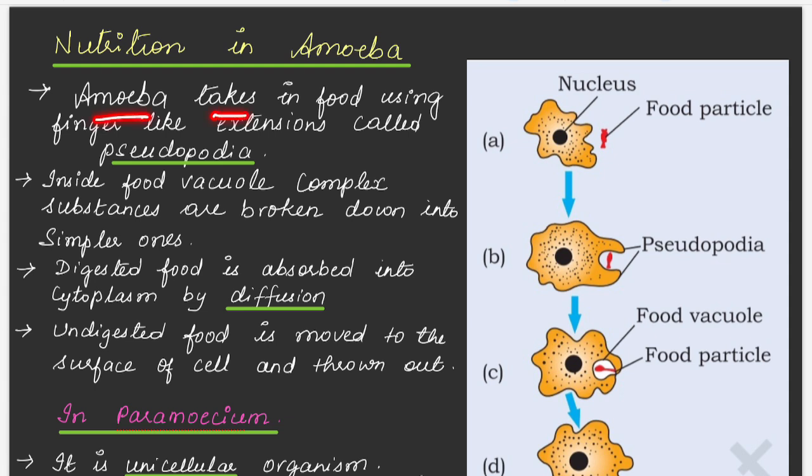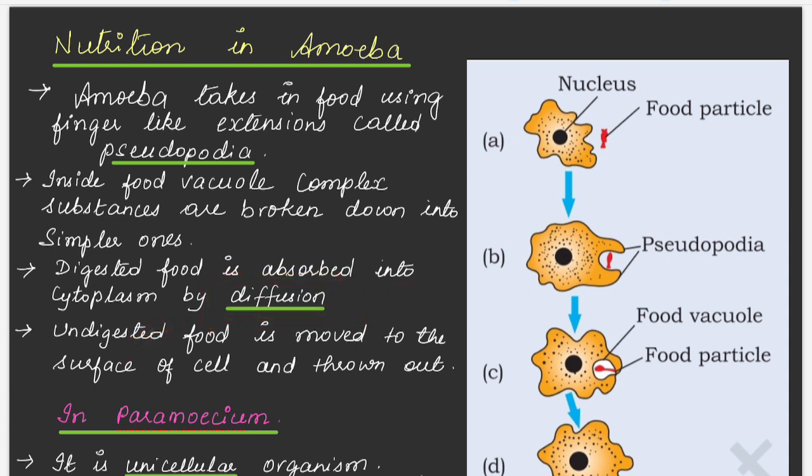So here you can see amoeba takes in food using a finger-like projection or extension, which is called pseudopodia. So this is very important. Inside the food vacuole, complex substances are broken down into simpler ones. You know that this is the food vacuole. Inside the food vacuole, digestive enzymes will be released and complex food material will be broken down into simpler food material. Then the digested food is absorbed into the cytoplasm by means of diffusion.